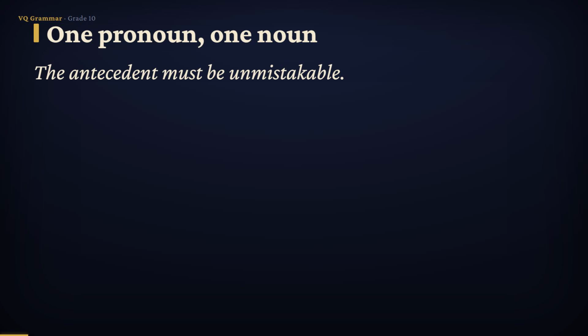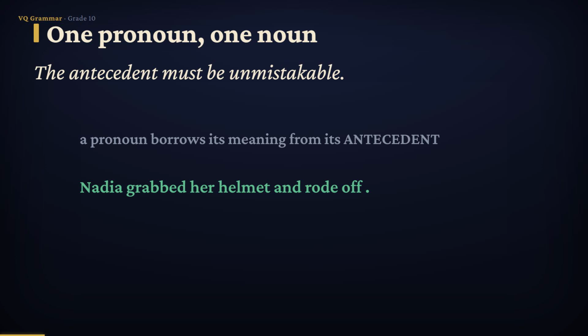Every pronoun is a stand-in, a short word that borrows its meaning from a noun that came earlier. That noun is called the antecedent, and the pronoun has exactly one job: to point straight at it. Listen to a sentence that gets it right. Nadia grabbed her helmet and rode off. There is only one person on that page, so the word her can only mean Nadia. No hesitation, no second glance, no guessing at all. That is clear pronoun reference.